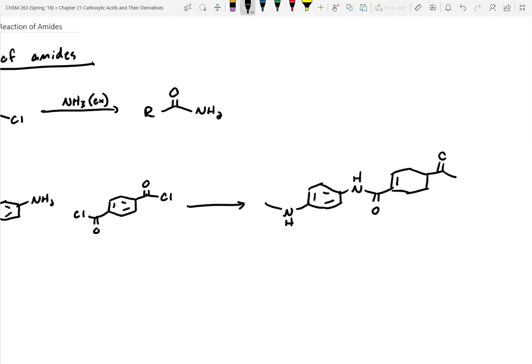Slide this over a smidge. And I'm going to put brackets around this because theoretically this can repeat many, many, many times. Does anybody know what this polymer is called by chance? Some of you that served in the military probably wore this as protective coating. Kevlar.